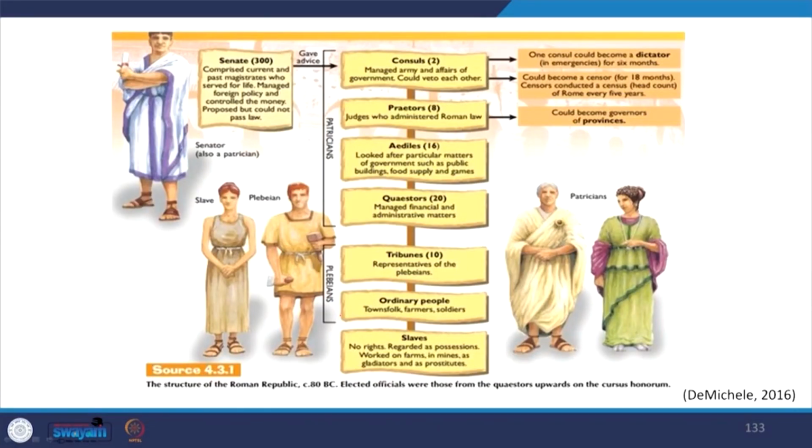The most important features of the Republic was the Senate, whose 300 members were elected by citizens to make laws and taxes. Under these 300 members, further divided into two categories like patricians and plebeians. Under patricians, you had consuls, praetors, aediles, quaestors, and under plebeians, you had tribunes, ordinary people, and slaves.